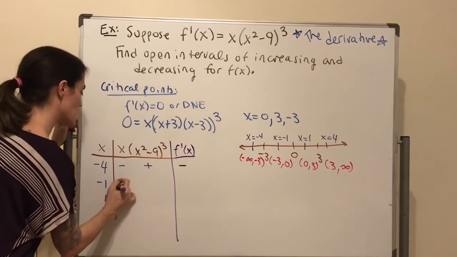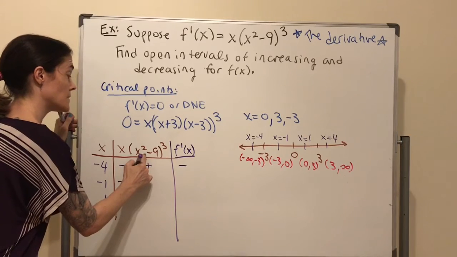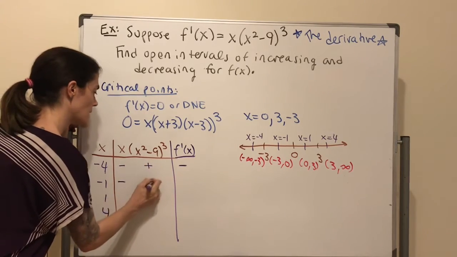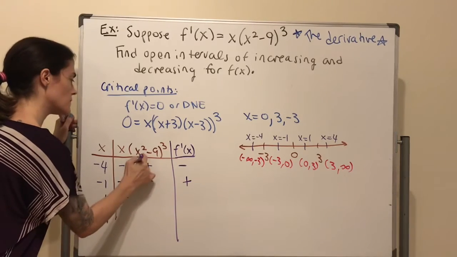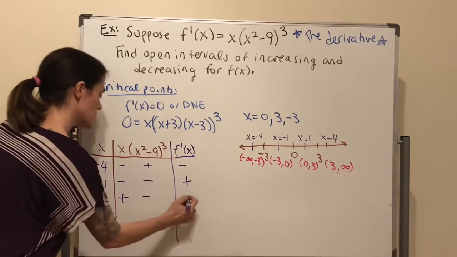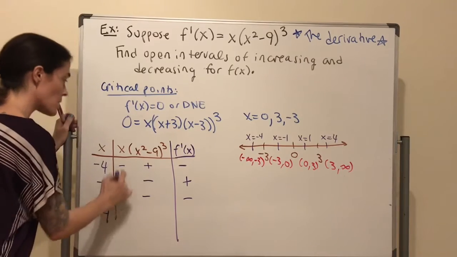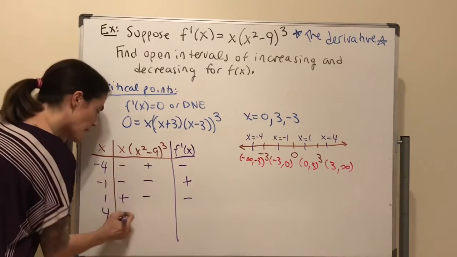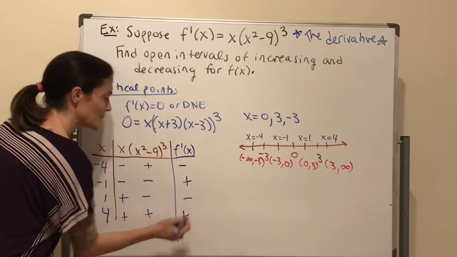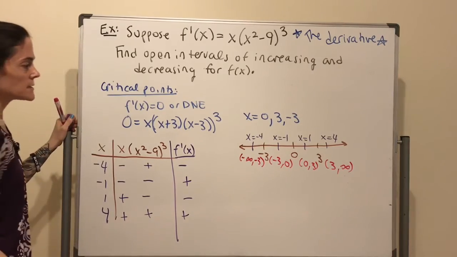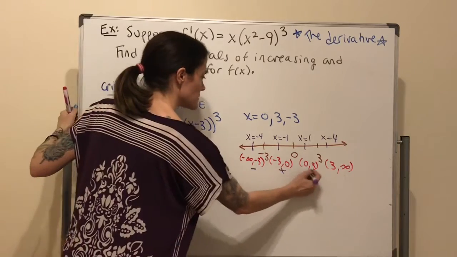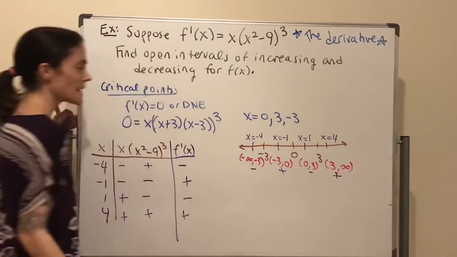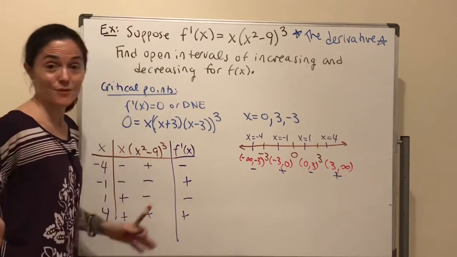So overall, I forgot my column for the derivative, we get negative. Okay, at -1, this is negative, but this is negative, positive. At 1, this is positive. This one is negative, negative, and at 4, this is positive, positive, multiply, positive. So what you see here is it goes like this, minus, plus, minus, plus. Okay, this is the sign of the derivative.